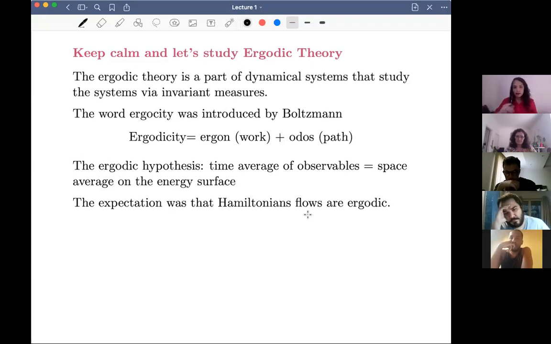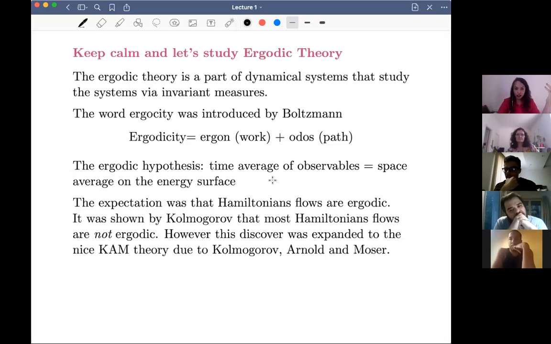he introduced this because he thought about the following ergodic hypothesis. I'm not going to explain too much, I just want to give a historic idea. He thought that for some observables, some functions with values in R, the time average was the same as the average in space. So think of the flow. You have the variable that is time and the variable that is space. So for Boltzmann, most of the Hamiltonian flows, a subject that we studied in this school last semester, were ergodic. He expected that they were ergodic in the sense that the time average was equal to the space average.